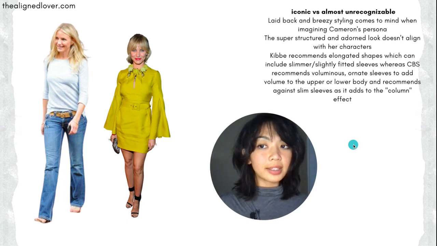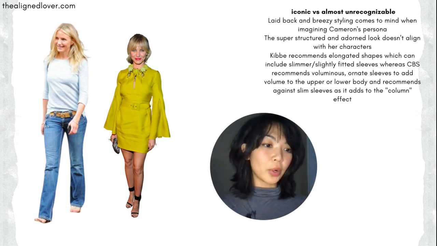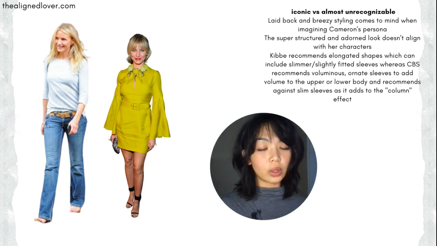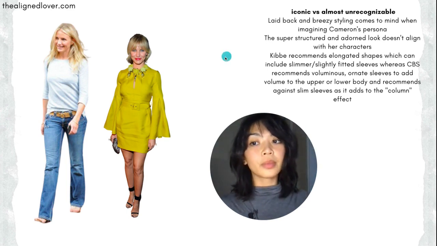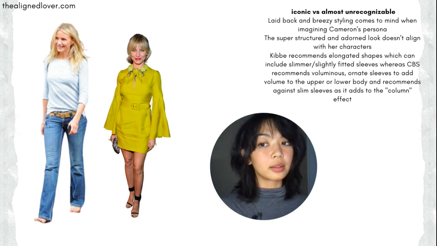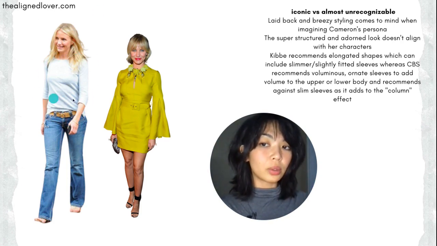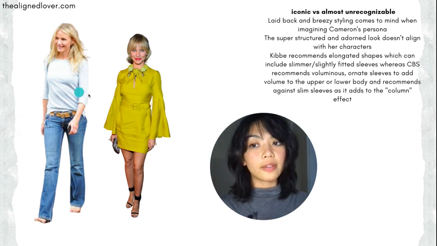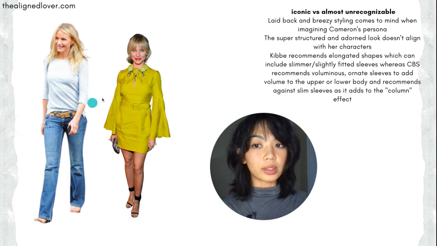And in this slide, I just wanted to point out sleeves and the importance of sticking to your true persona, or your true vibe. So for Kibbe's system, he recommends, again, those long, clean sweeps, which can include slimmer fitted sleeves. They don't have to be the clingiest sleeves, but they can be more slim.